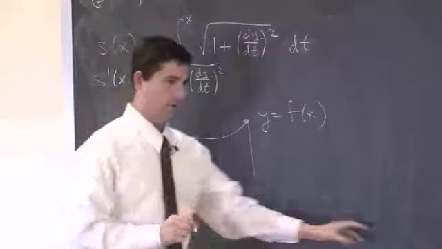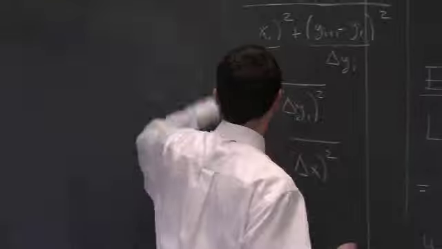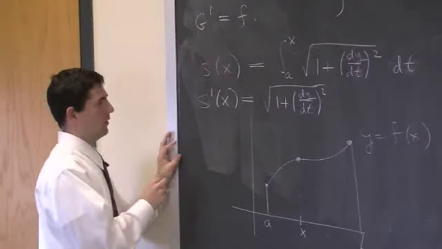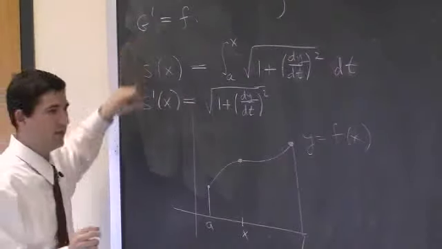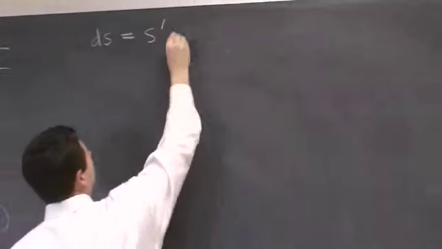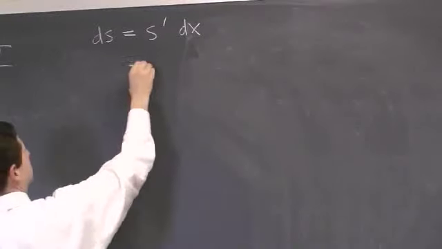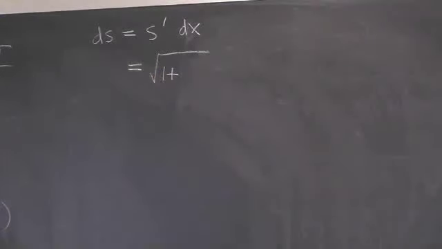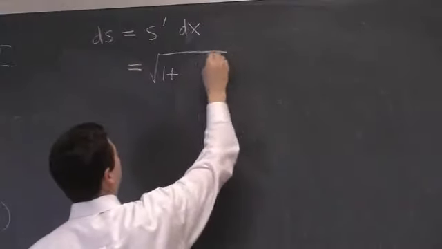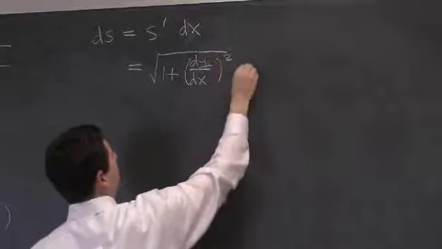Okay, let me go one step further with that. If I take s, what is ds? Well, ds is the derivative, and we have this nice formula that tells us it's s prime times dx. This was how we worked with these differentials. But I know what s prime is. S prime is the square root of 1 plus, let me switch back to using an x here, dy dx squared, times dx.